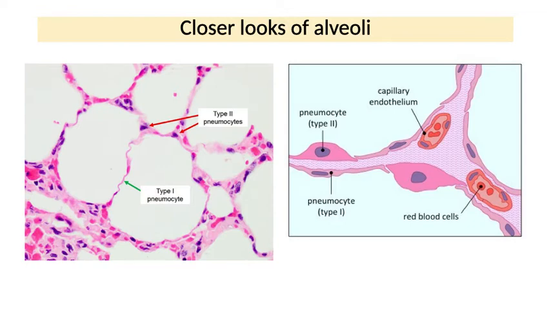You also can see the cross-section of the capillaries there, and inside the capillaries you can see also the red blood cells. Now, with different structures of the pneumocytes type 1 and type 2, you can expect that they carry different functions. We will see the different functions of those two cells in the next slide.